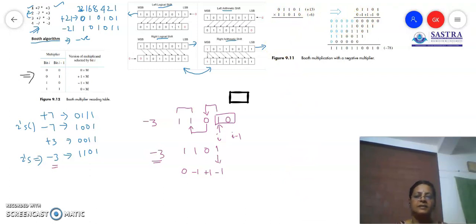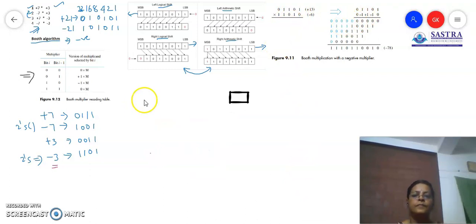Maybe I will continue with this example. It is plus 13 multiplied with minus 6. Here we have a negative multiplier. Whenever we find a negative multiplier, apply Booth encoding and then start the normal multiplication. Plus 13 is the multiplicand, a positive number, so you represent it in the normal binary representation. The binary equivalent of plus 13, the magnitude, is 1, 1, 0, 1.